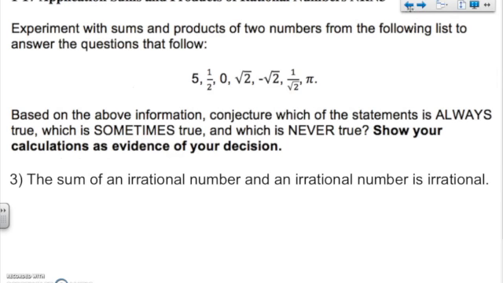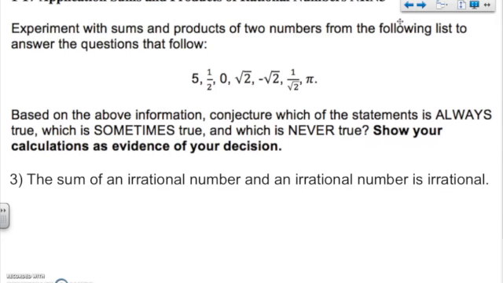So, in our application, we're asked to experiment with the sums and products of two numbers from the following list to answer the question that follows. And we're given a string of numbers. We're given 5, 1/2, 0, the square root of 2, the negative square root of 2, 1 over the square root of 2, and pi. And we are asked to evaluate whether a certain group of statements are always true, sometimes true, or never true. And we want to show calculations as our evidence to our decisions.